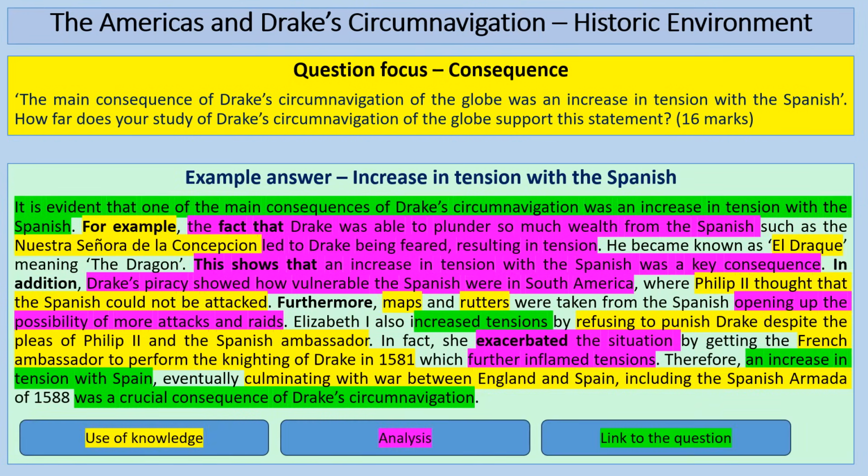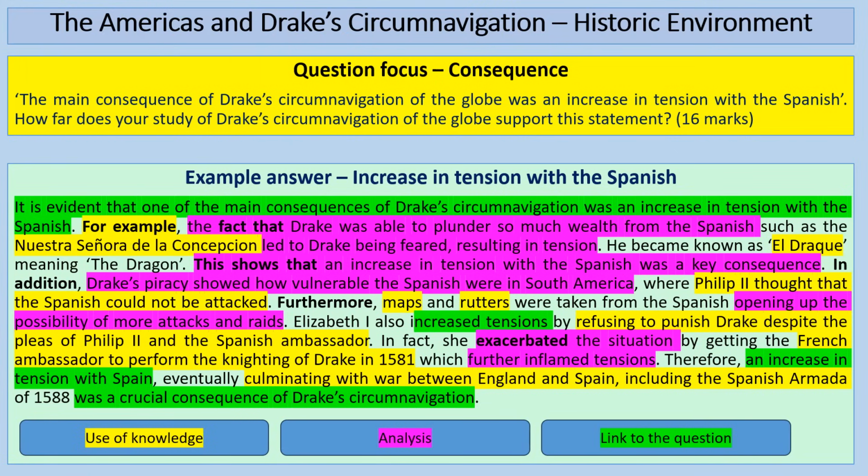So we're going to have a look at an example answer. Now, on this paragraph, I've just really outlined to you and shown you how to use your knowledge, your analysis, and make clear links back to the question. And this is a really, really good technique for you to use. Now, when we're talking about knowledge, we're just talking about key names, key events, key dates, key people, for example. So you see I've highlighted here some numerous examples of key knowledge.